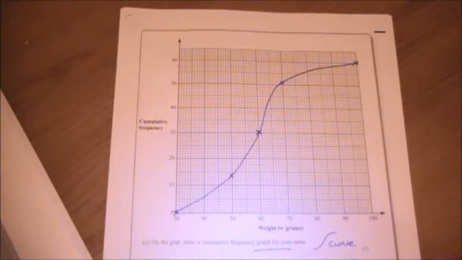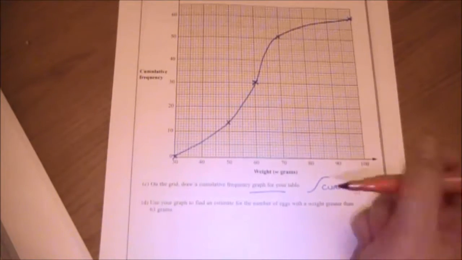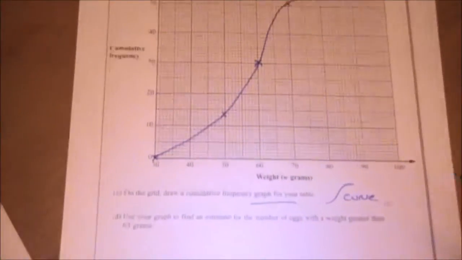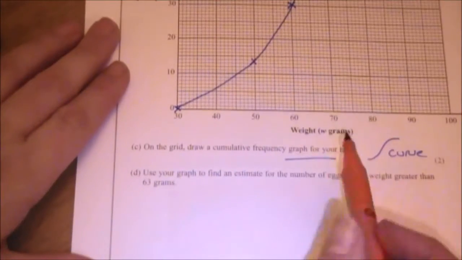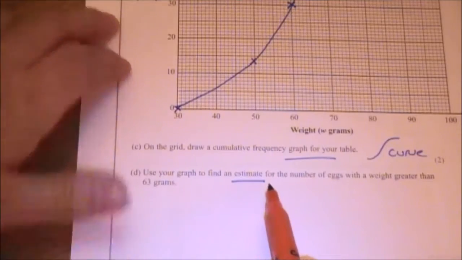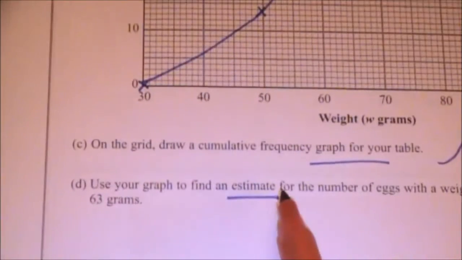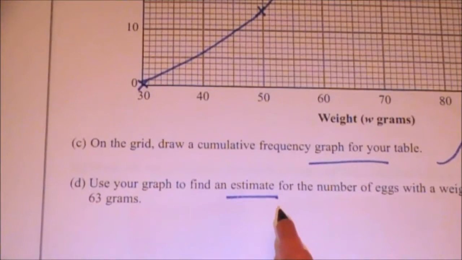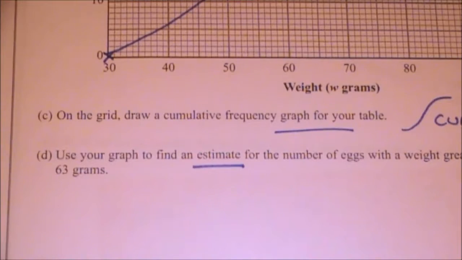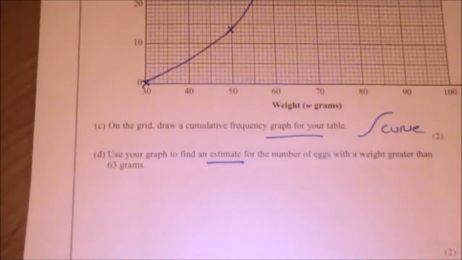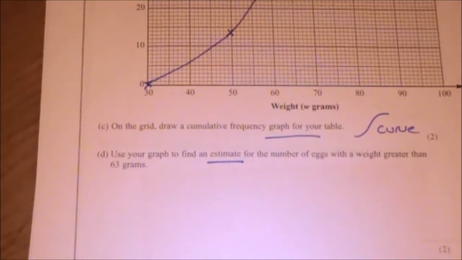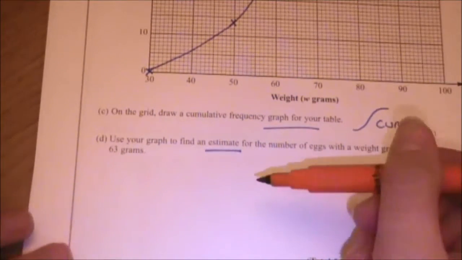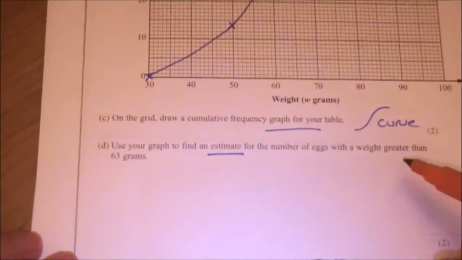Now, part D has asked me to use the graph to find an estimate for the number of eggs with a weight greater than 63. The fact it's asking me to estimate again means in this case that you've got to use your graph, so make sure that you are showing the examiner that you're using the graph. A lot of people get confused in this question. It's worth 2 marks and they think it's a little more straightforward than it actually is.